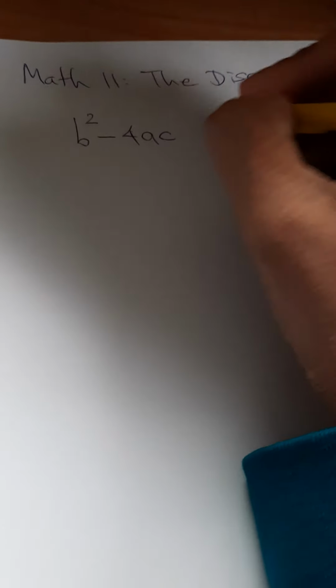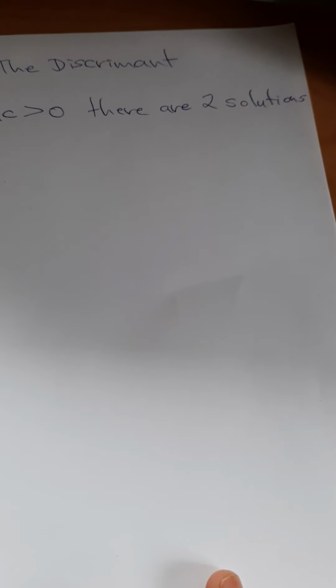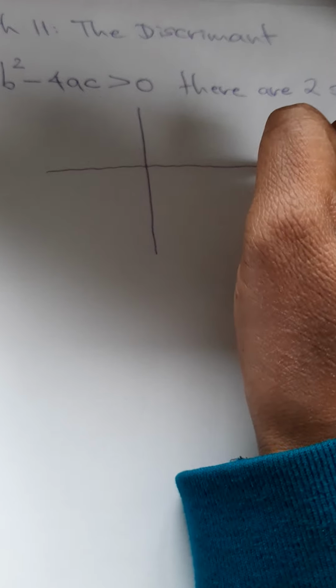Now say this expression is greater than 0, okay? So what happens in this case is I'm going to put two solutions, okay? So two solutions, or there are two x-intercepts, okay? So I'm going to graphically just show you what that means, okay?